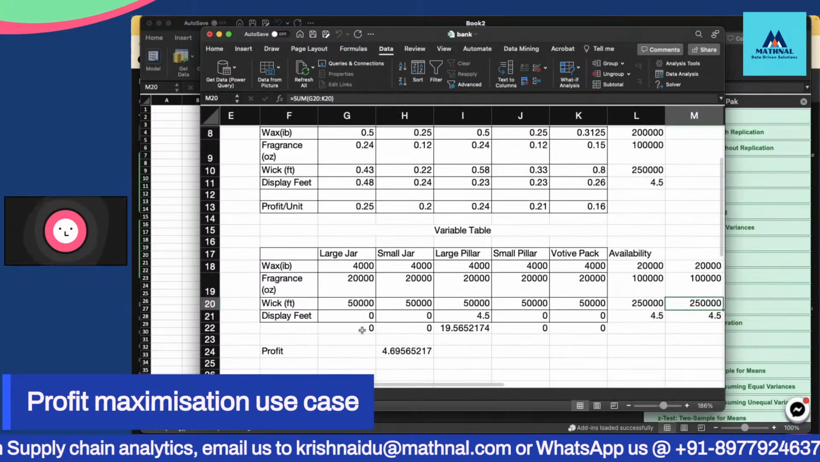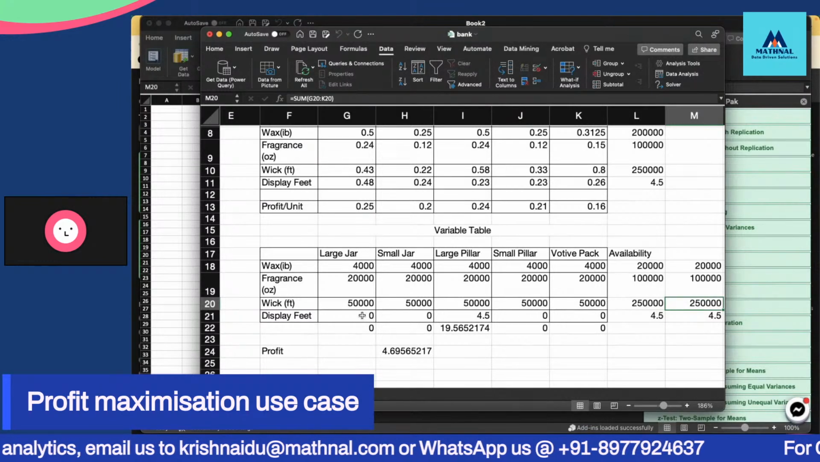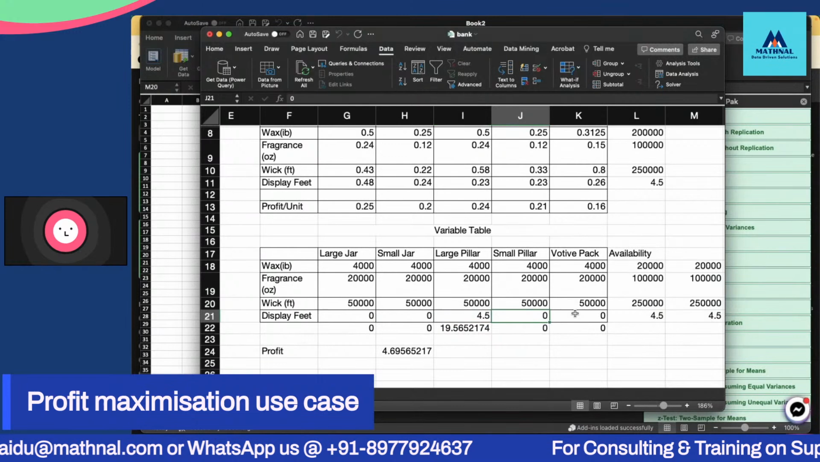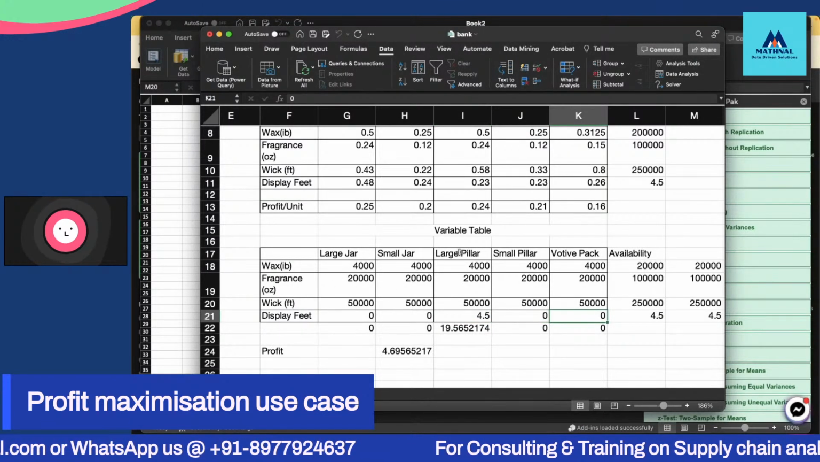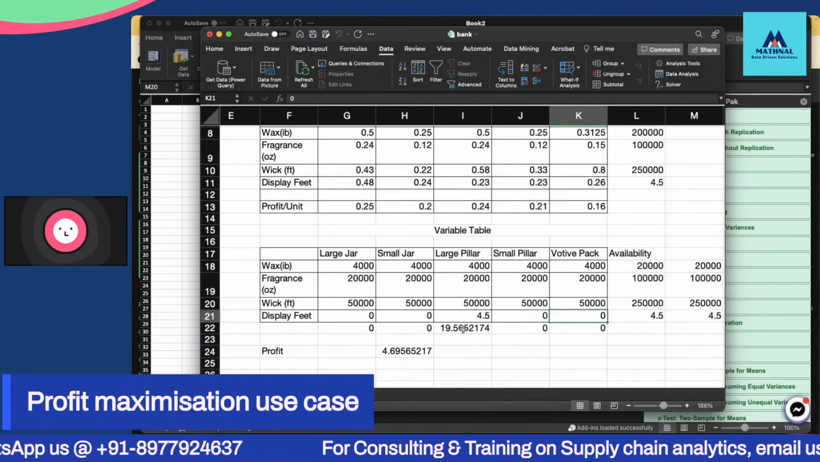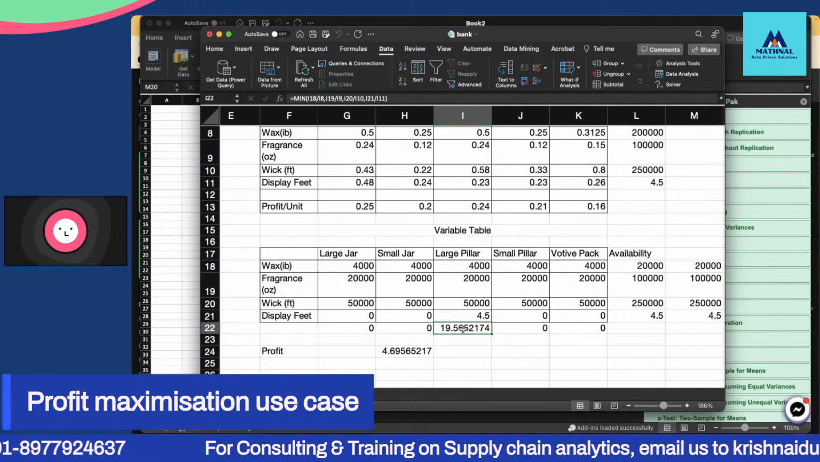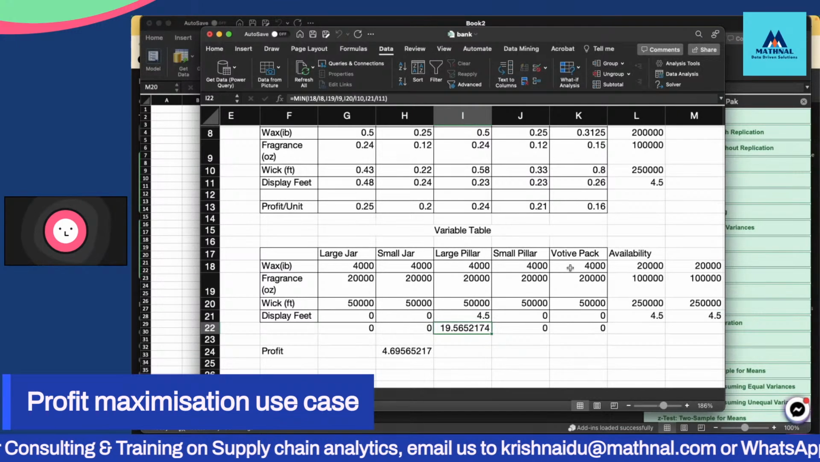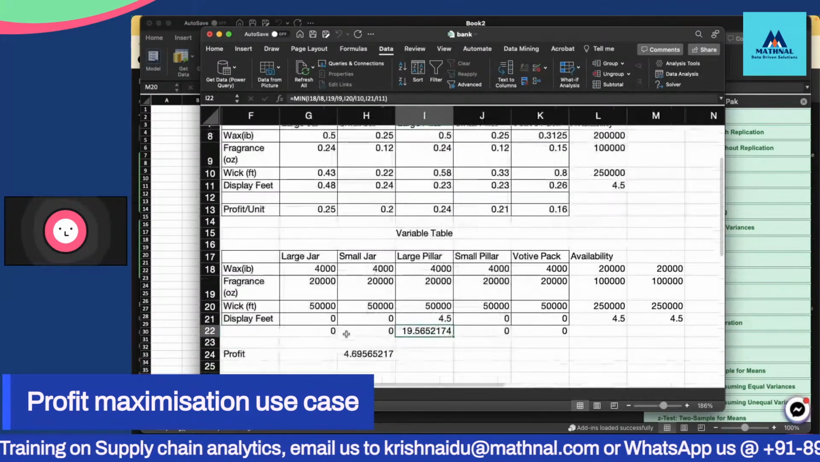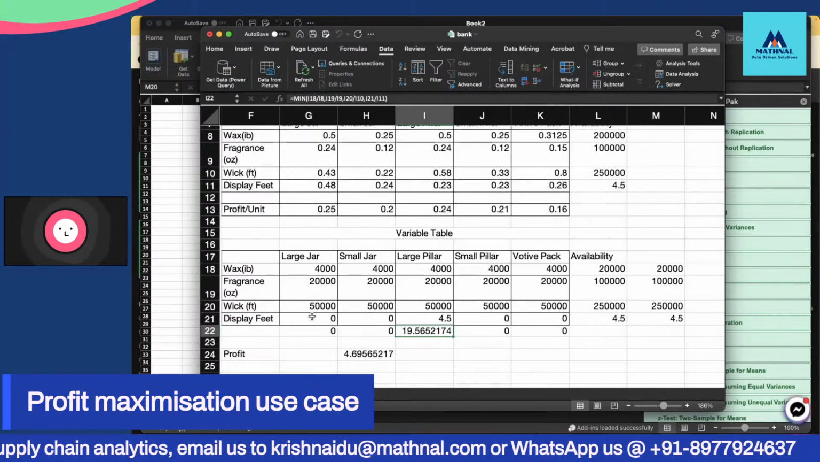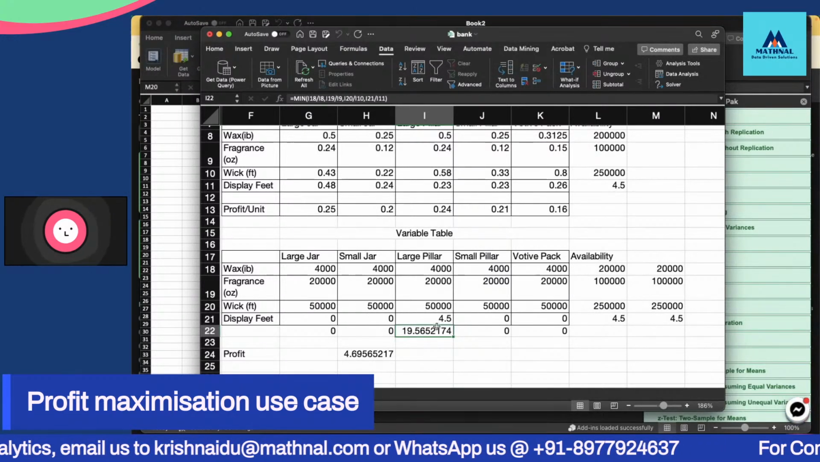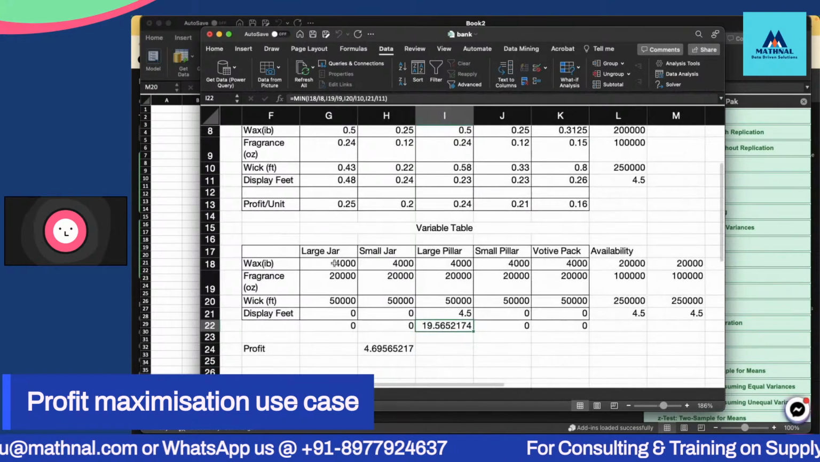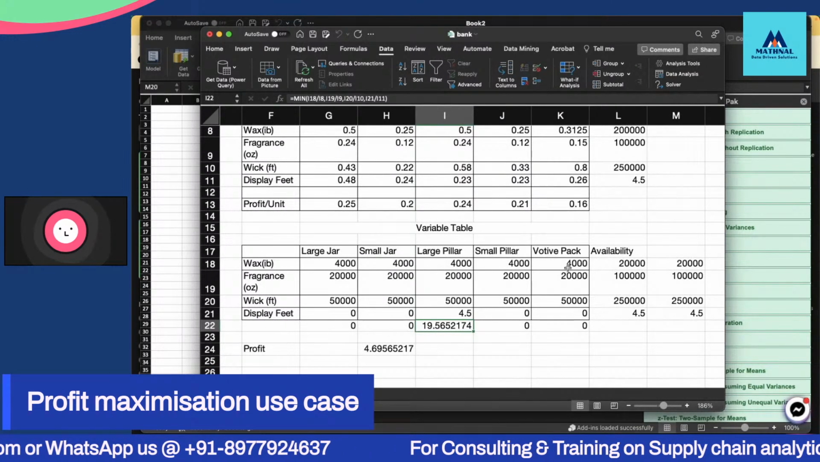So in the display feed, we're getting 0, 4.5, 0, 4.5. What it is suggesting is that we should manufacture large pillar alone. This is not going to be possible, because the customer wants large jar also, small jar also, small pillar also, and the wax pack also. So this solution is not suggesting us to manufacture these products.